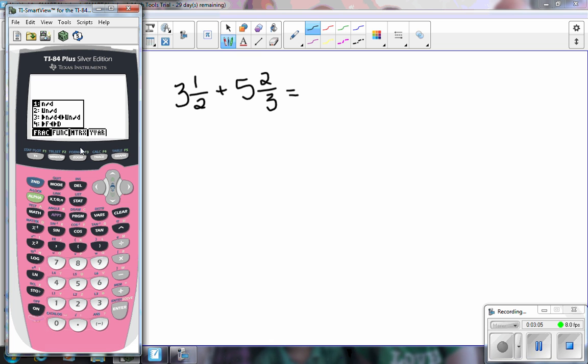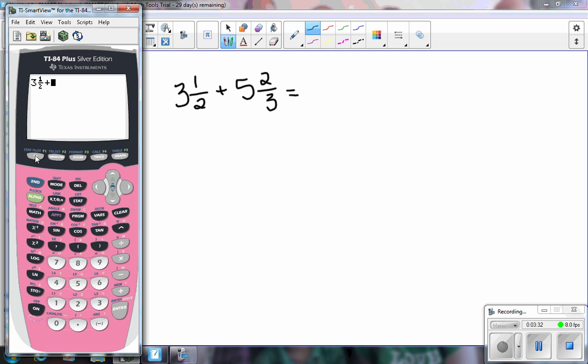This second one is if you have a mixed number. So we're going to choose that. And you'll see then you've got the little spots all ready for it. So I'm going to type in a 3, the right arrow key, and a 1, the right arrow key, and a 2. The right arrow key again takes me out of the fraction. I want to add to that 5 2/3.